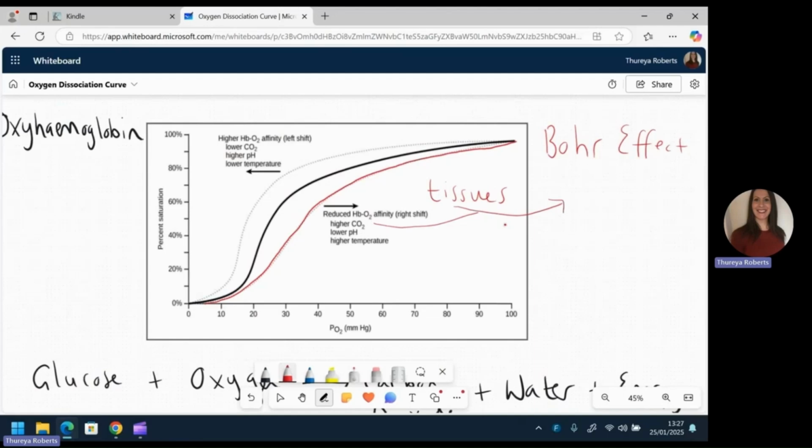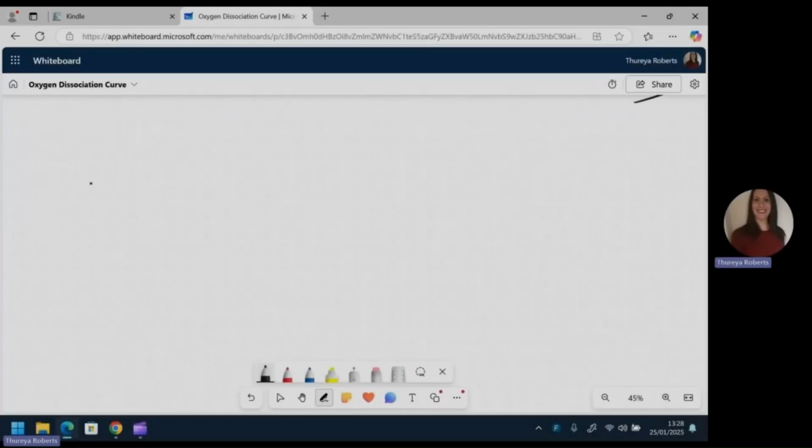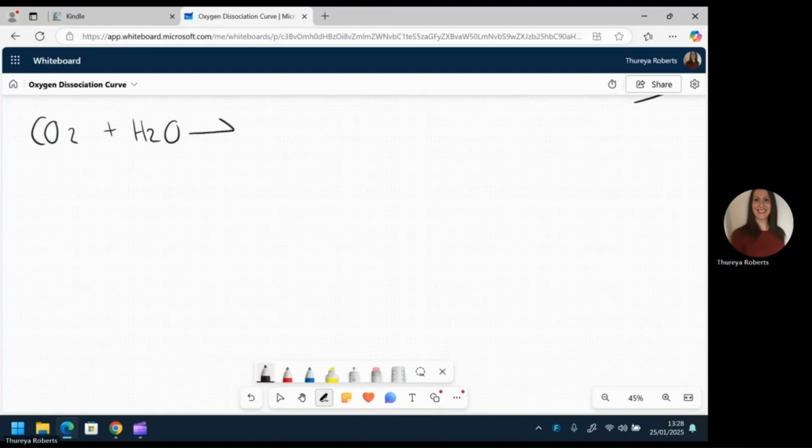Carbon dioxide in the bloodstream combines with water to produce carbonic acid, and this reaction is catalyzed by an enzyme called carbonic anhydrase. Carbonic acid is just an intermediate, and it quickly dissociates to form hydrogen ions and bicarbonate ions. Let's draw that equation. So we have carbon dioxide plus water produces carbonic acid, H2CO3, which then quickly dissociates to form hydrogen ions and bicarbonate ions.